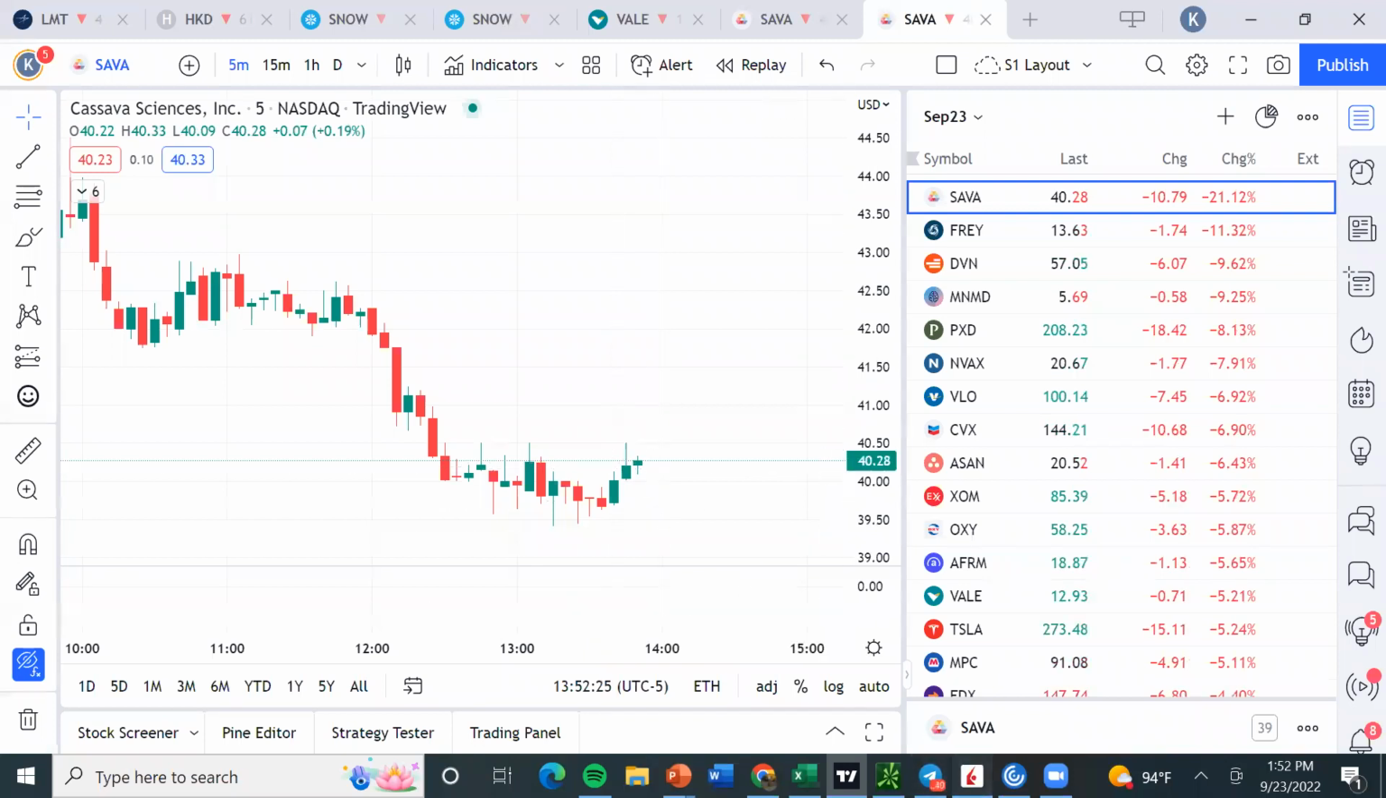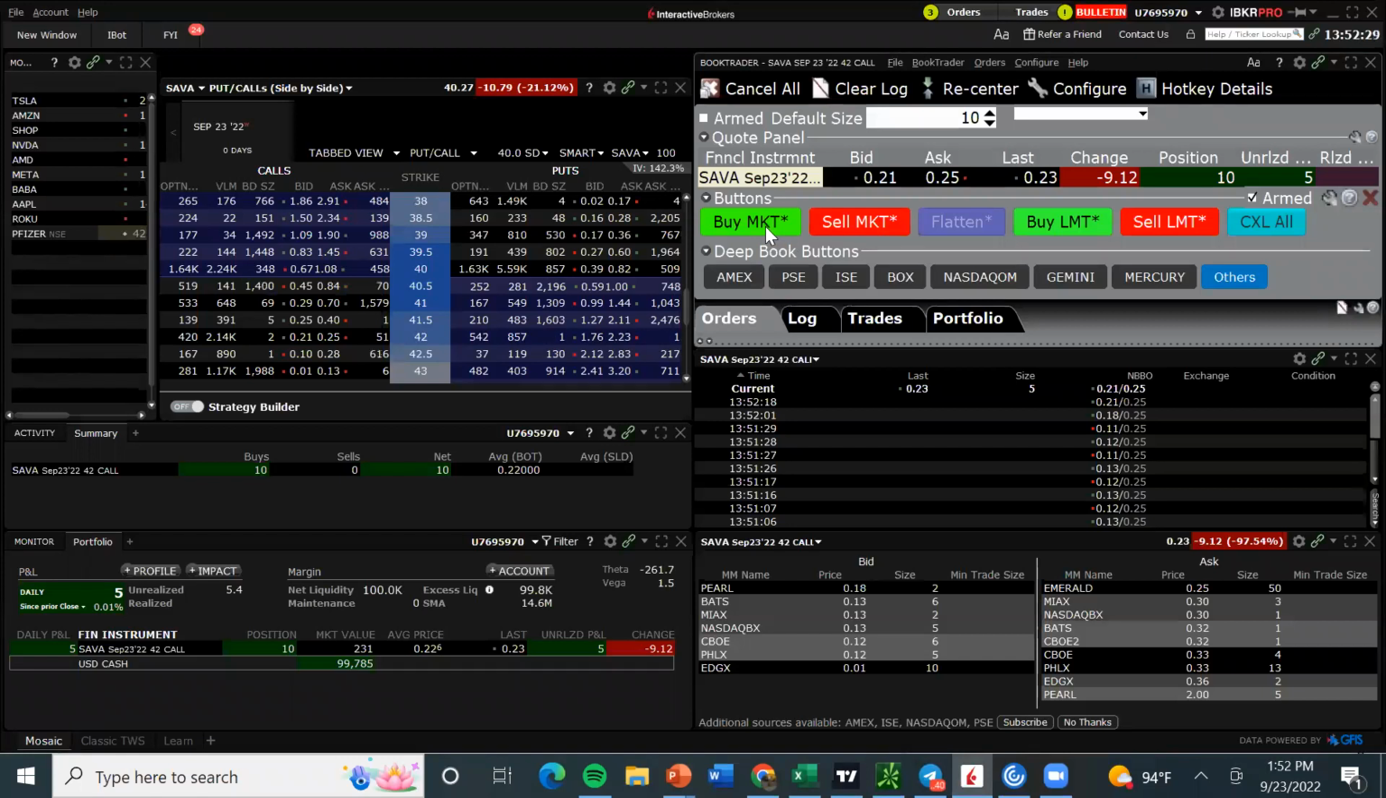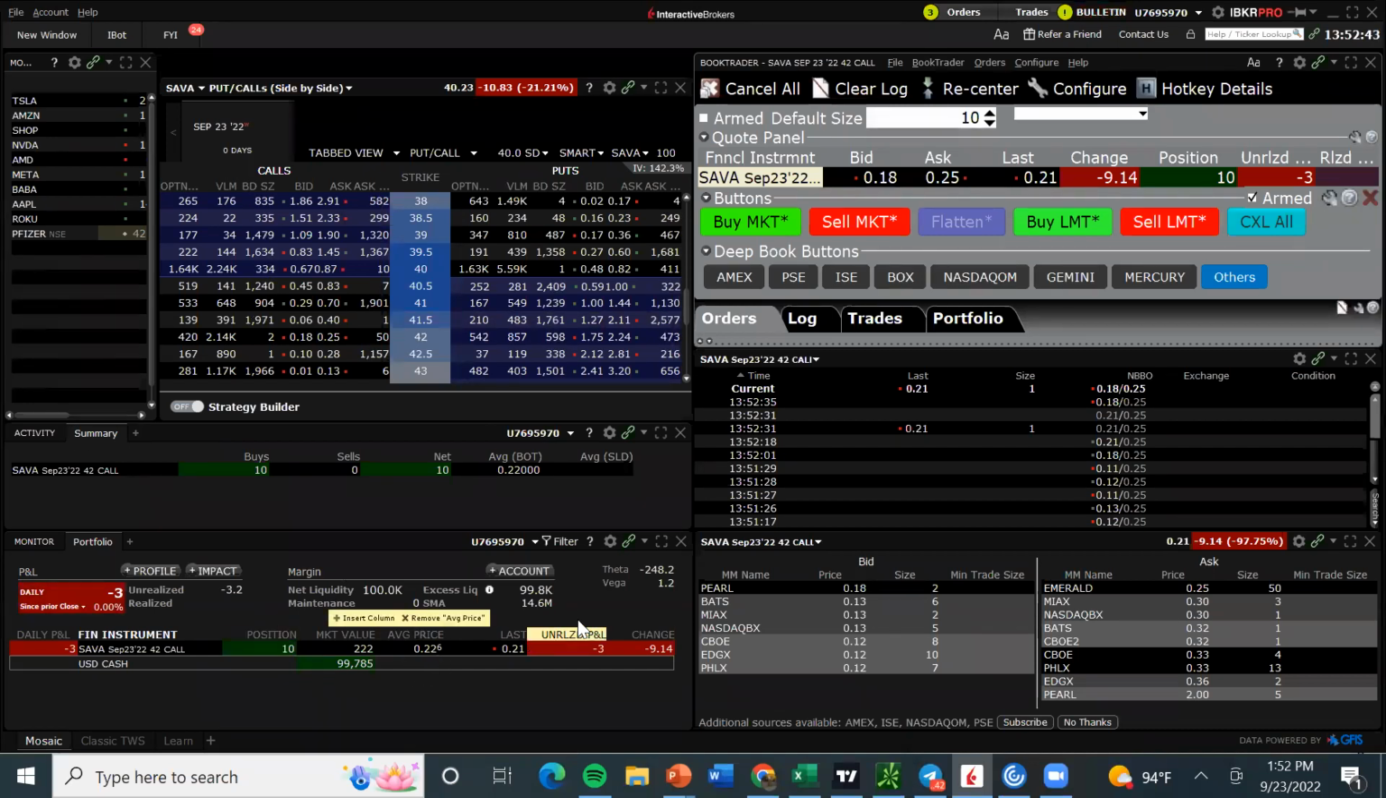So I just clicked on buy market here. I am trying to buy Sava 42 call. I kept the default size as 10. So I got 10 contracts at 22 cents. Let's give some time and see. In the meantime, I'll see what other tickers are good, close to a support.